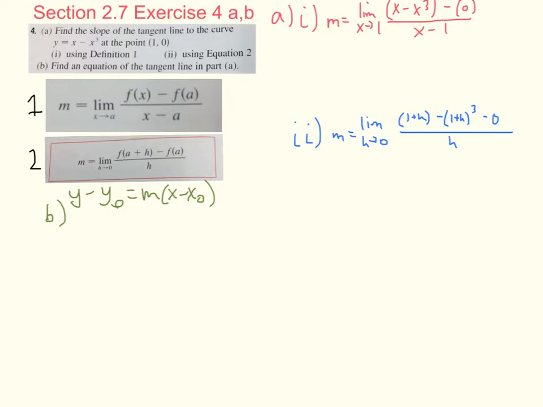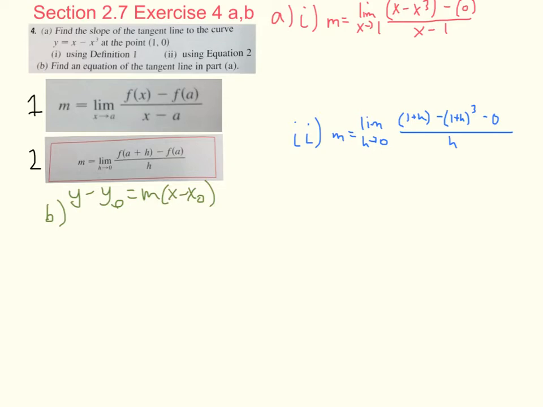So I've written out what equation 1 looks like with our specific problem. a is our x-coordinate, 1. f of a is our y-coordinate, 0. So we have the limit as x approaches 1 of x minus x cubed minus 0 over x minus 1.